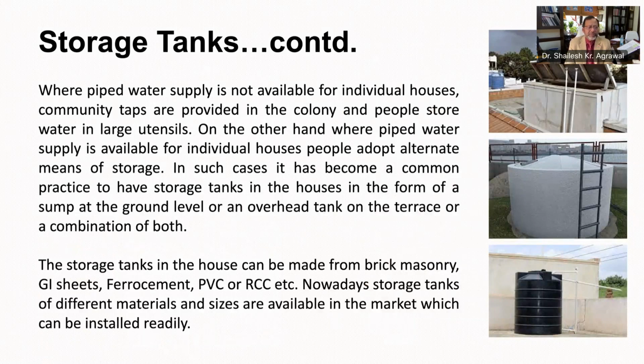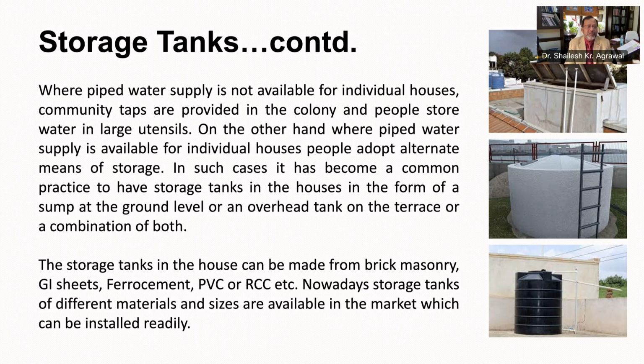When piped water supply is not available for individual houses, community taps are provided in the colony, and people store water in large utensils. On the other hand, where piped water supply is available for individual house, people adopt alternate means of storage. In such cases, it has become a common practice to have storage tanks in the houses in the form of a sump at the ground level or an overhead tank on the terrace, or a combination of both. The storage tank in the house can be made from brick masonry or GI sheet, ferro cement, PVC or RCC, etc.